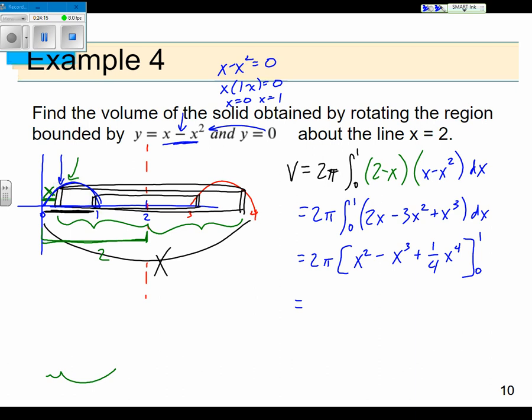If I plug in 1, I'm going to get 2 pi times 1 minus 1 plus 1/4. That's just going to be 2 pi times 1/4. Again, I got my answer, pi over 2. Okay.